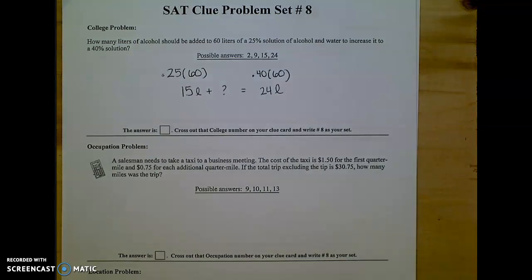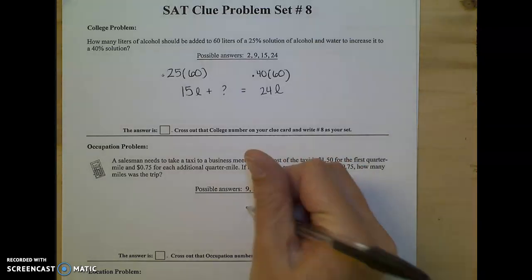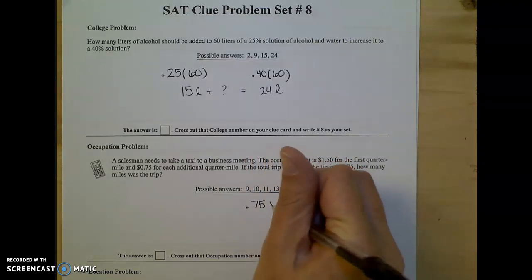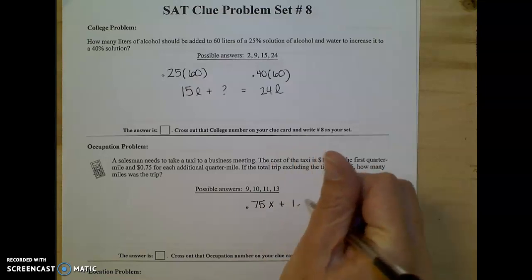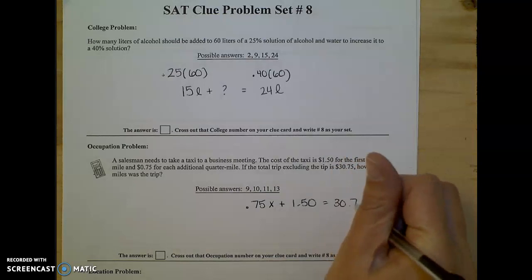For this next one, a salesman needs to take a taxi to a business meeting. The cost of the taxi is $1.50 for the first quarter mile and 75 cents for each additional one. So that's like a slopey thing. So it's like, okay, this is 75 cents per quarter mile, plus I have to pay that initial $1.50. The total trip that I took was $30.75.